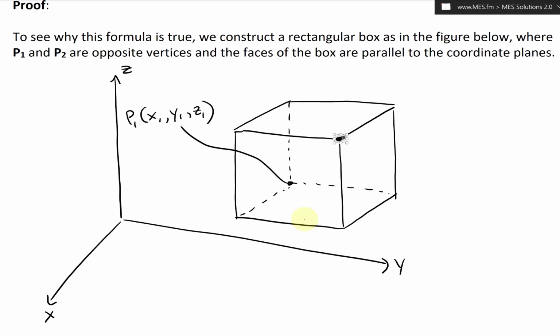Erase this and draw it a bit bigger. So this is P2, our x2, y2, z2, like that. Now what I'm going to do is consider this point here as B. This is our B point, and it is x2, y2, z1. All we're going to do is drop this z all the way down until it matches the z1 there.